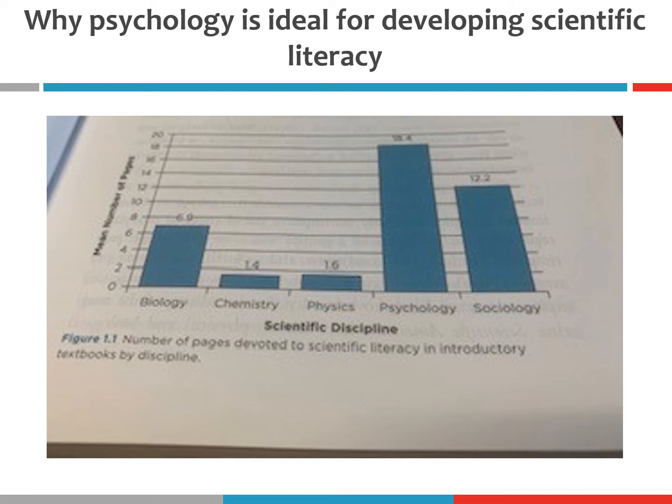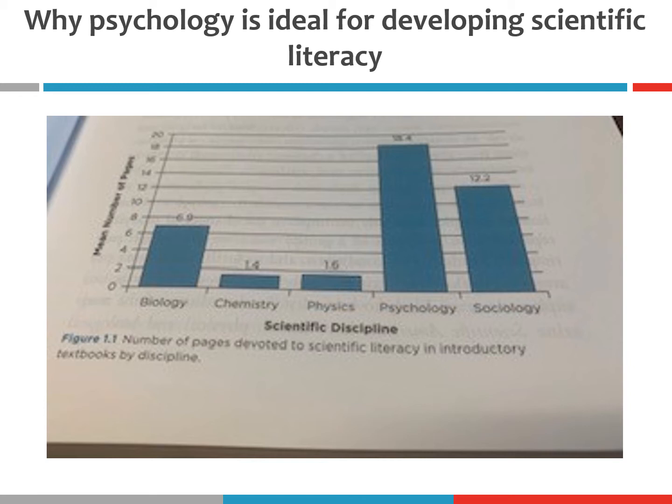All right, so how do we cultivate scientific literacy? Well, the good news is that psychology is actually, most of the time, an ideal discipline for developing scientific literacy. So let's look at some of the evidence demonstrating why psychology is superior in this respect. So the first piece of evidence, and I apologize, this graph is kind of difficult to see. But what this graph is showing is the number of pages in psychology textbooks devoted to discussion of scientific literacy. So these were all introductory textbooks, and they were organized by discipline.